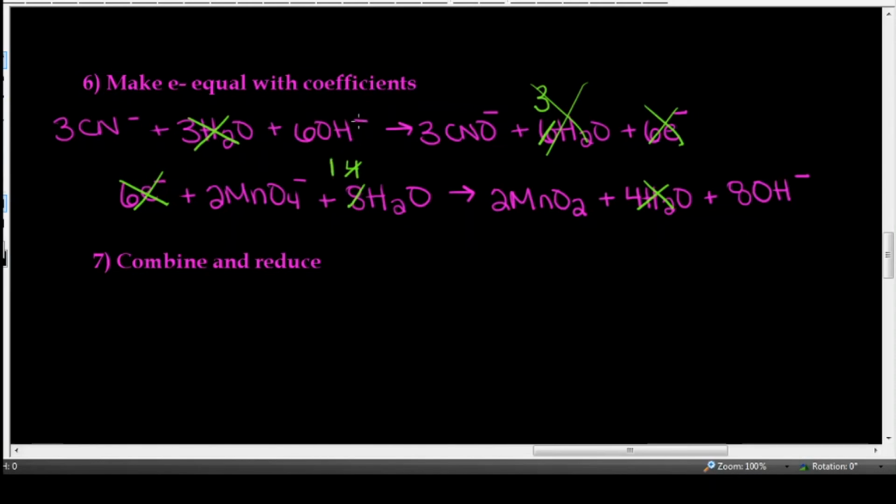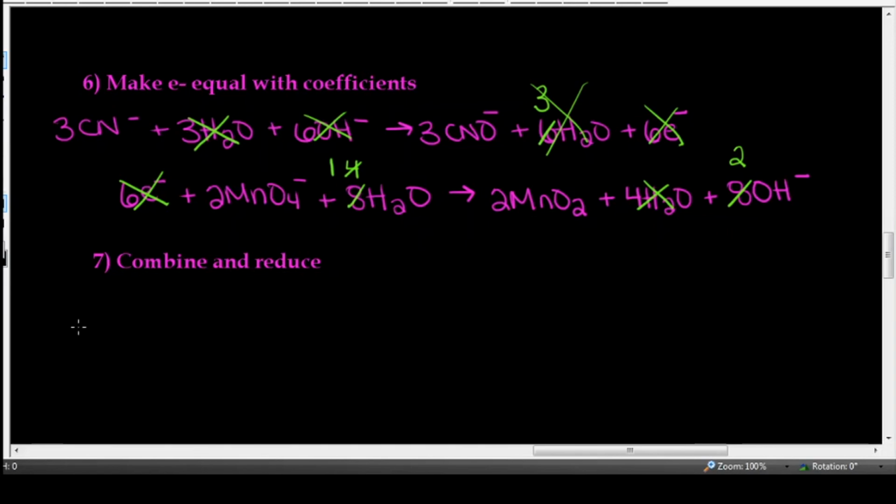And take a look at these hydroxides. See how I have 6 hydroxides on the left-hand side of this half reaction, and I have 8 hydroxides over here. All of those hydroxides will cancel, and this hydroxide will reduce to 2. So if you want, you can do your reducing when they're in this half reaction state, if you'd like. And now I'm going to rewrite the whole thing and see if I've combined and reduced everything.